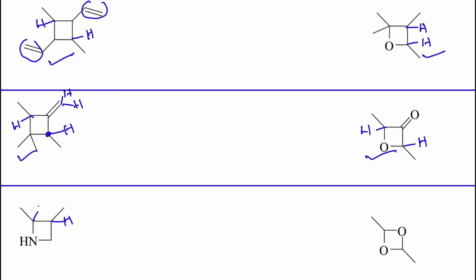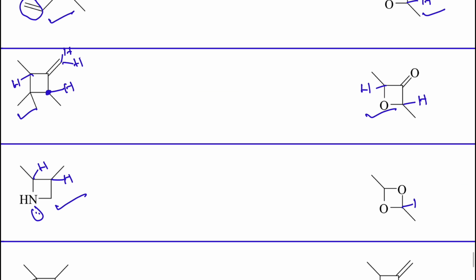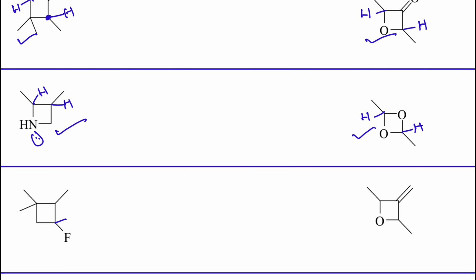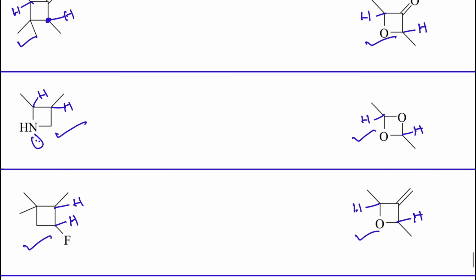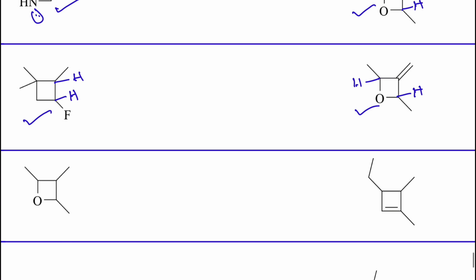Methyl hydrogen, lone pair hydrogen, yes, it shows. Methyl and hydrogen, yes, it shows. Fluorine and hydrogen, yes, it shows. Methyl and hydrogen, it shows geometrical isomerism.